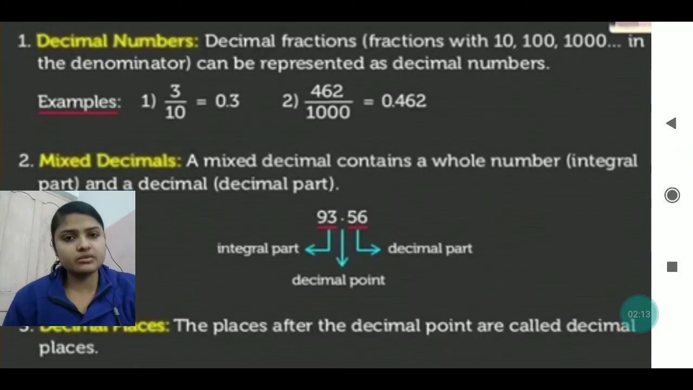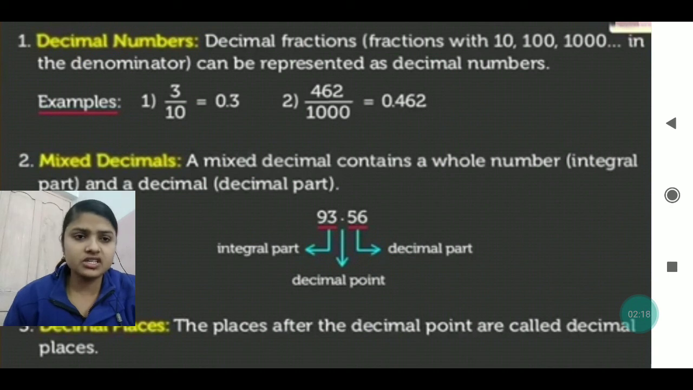After discussing the decimal chapter this much time, you still get confused about the integral part, the decimal part, or the whole part. But students, please keep this in your mind because it is very important. If you do not remember what is the integral part or what is the decimal part, then it will definitely create a hurdle or problem for you in solving the questions.